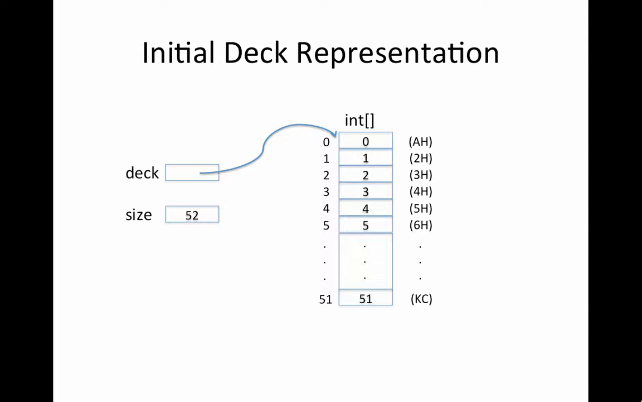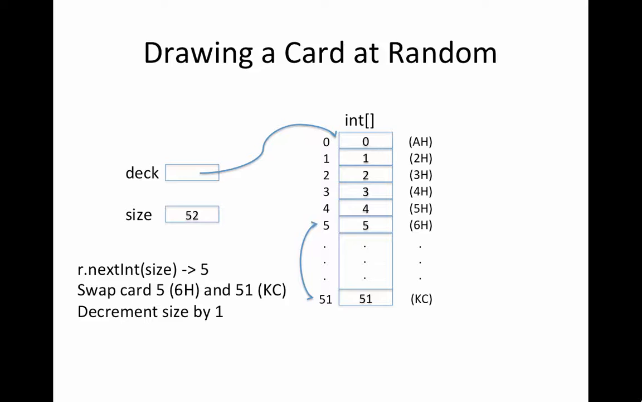Here is a picture that will help us understand better what we actually mean with this kind of representation of a deck. So we will have a deck array, a reference to an array of int, and then it will have values from 0 to 51 representing the different cards of the deck. And initially the size of the deck is 52, so the available cards in the deck are 52.